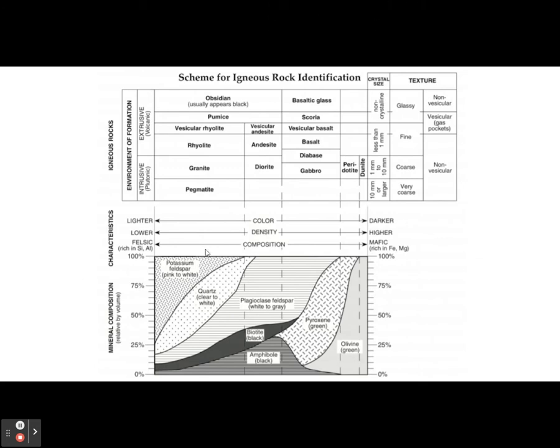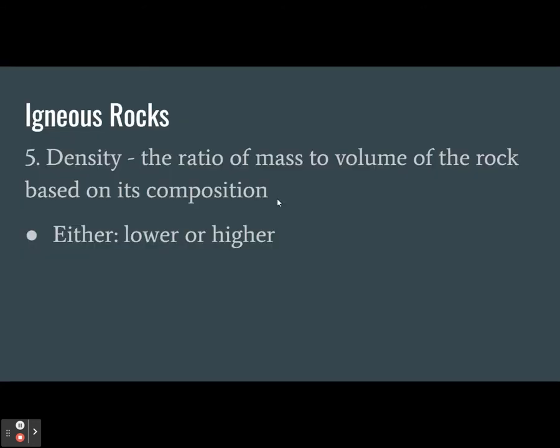So if you look on the earth science reference table, it'll show you that the lighter colored rocks are to the left. So rhyolite, granite, pegmatite, these rocks on the left are lighter in color, and these rocks on the right, gabbro, diabase, basalt, all these are darker in color. They're also going to be more felsic towards this side, and they're going to be more mafic towards this side. The density will be lower over here, so it'll be lighter on the left side. The density will be heavier on the right side.